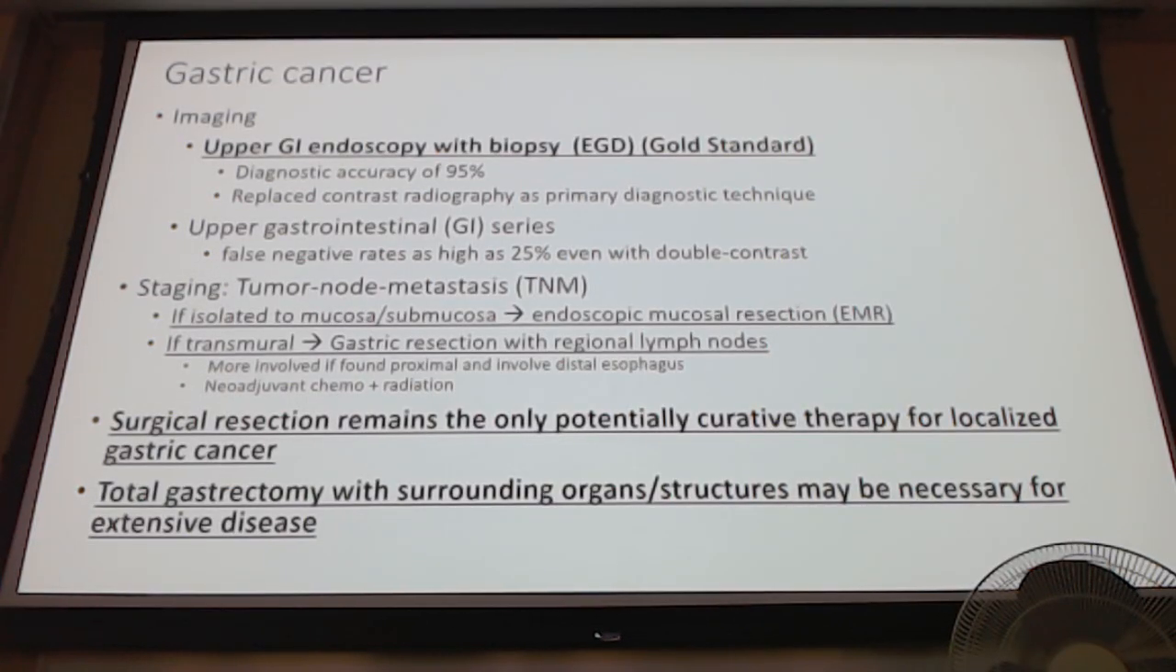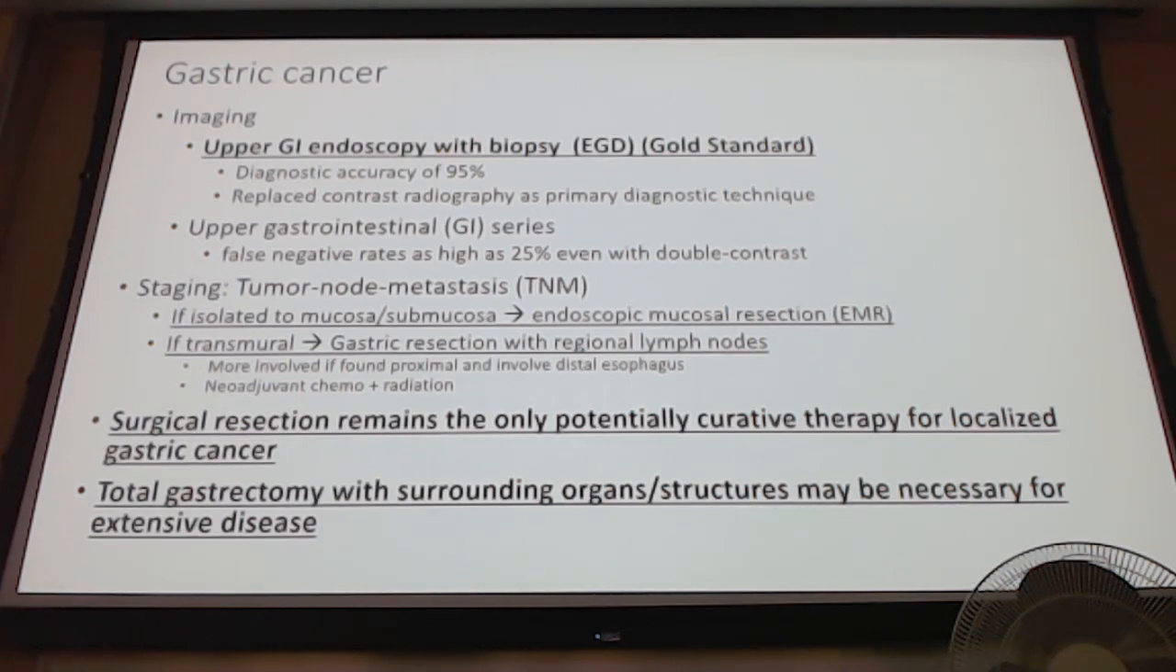Okay, how do we find it? We do an upper GI endoscopy with biopsies. It's the gold standard, so EGD. Diagnostic accuracy of 95%. So if we can see it, we can take biopsies of it, we'll find it.